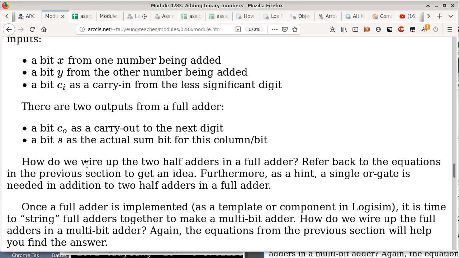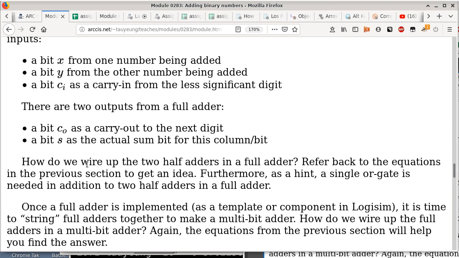There are 2 output pins coming out of a full adder. One output pin is the carry to the next digit. So this C0, this 0 here is actually incorrect. This is actually O, okay, carry out as opposed to carry in. So the carry out as an output pin is the overall carry from one column to the next column, to the more significant column.